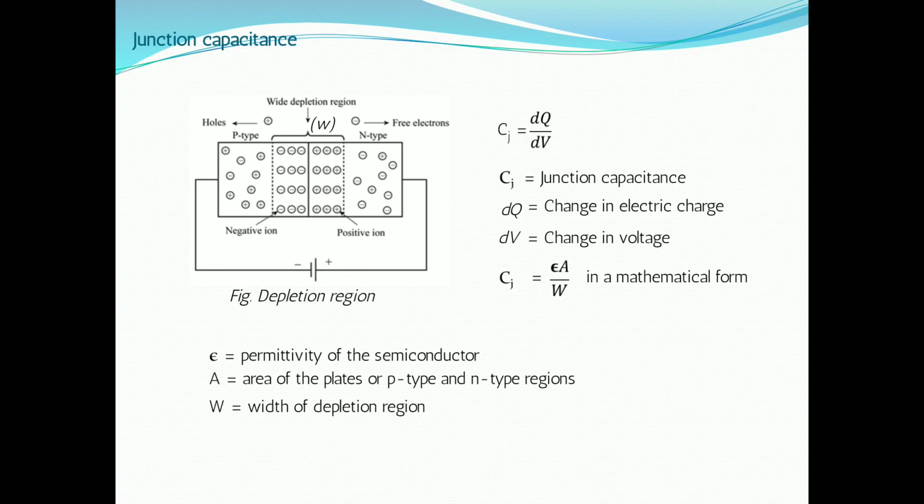So let us come to the point of junction capacitance. What is junction capacitance? We know what a capacitor is. A capacitor is nothing but a dielectric material which is enclosed by two parallel plates. It is termed as a capacitor.